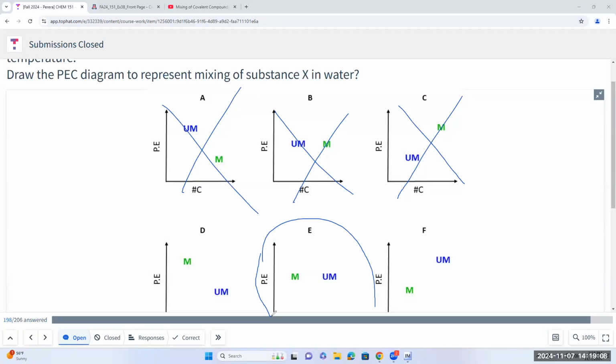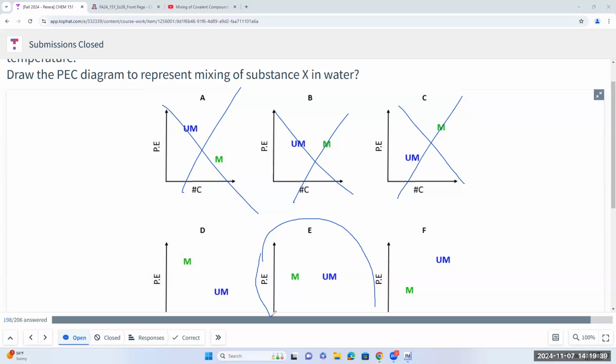Yeah, so one more time. Generally insoluble means the mixed state has a lower number of configurations. So options A, B, and C are out. Between D, E, and F, E is the only PEG diagram with the mixed and the unmixed at the same potential energy level. Because you are told the temperature is not affecting the solubility, your mixed and the unmixed must have the same potential energy.